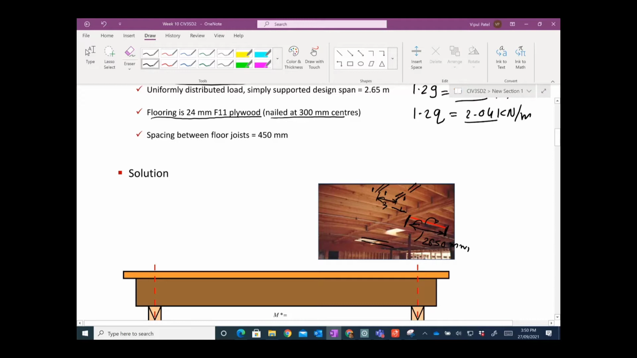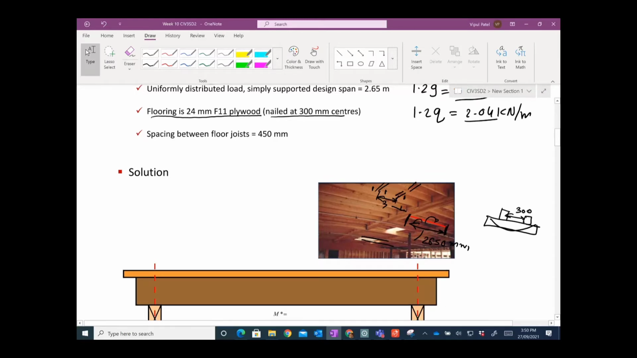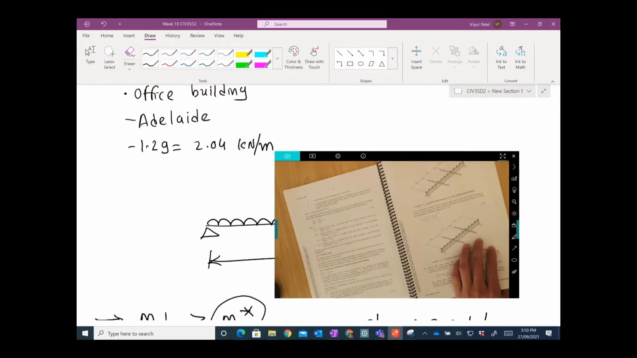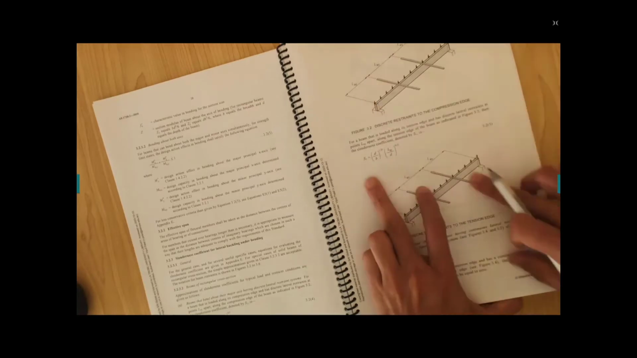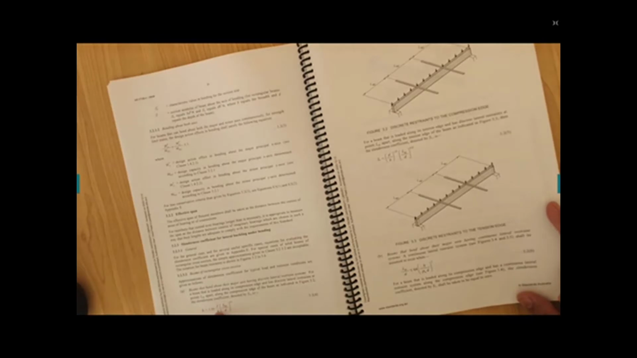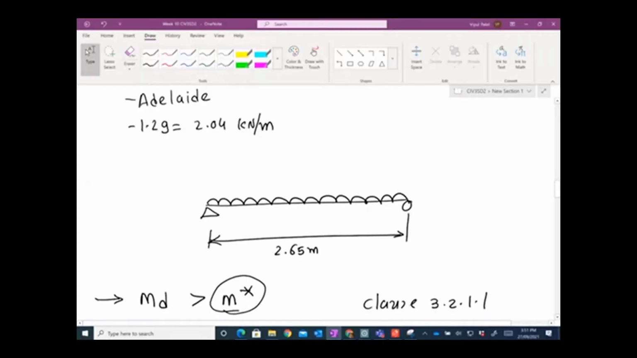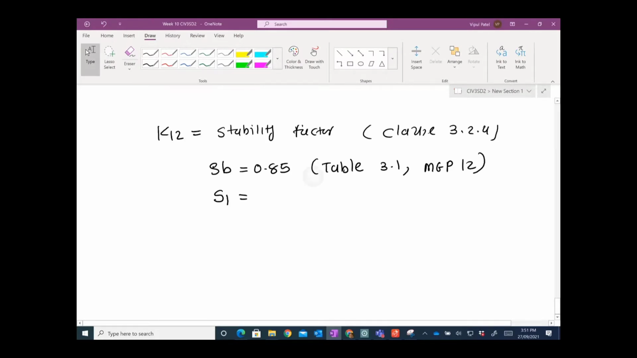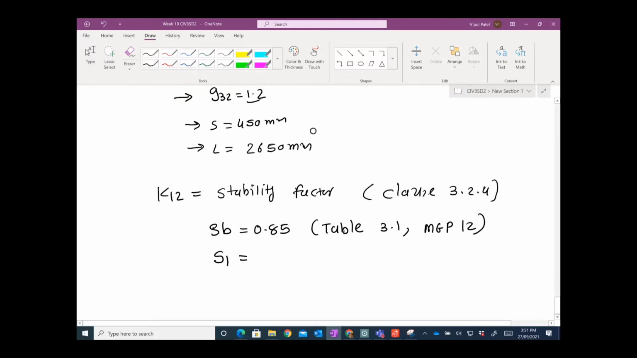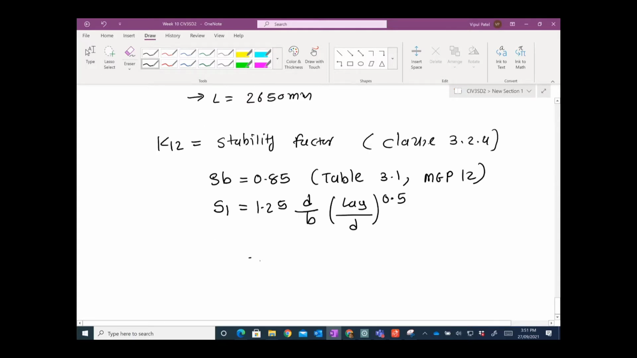On top of the beam you have this plywood sitting, nailed at 300 millimeters, so it will provide the restraint against torsional buckling. So in this timber beam we have L_ay of 300, and we can use these equations here: S1 equals 1.25 d over b times L_ay over d, to the power 0.5. I'm just copying that equation down.